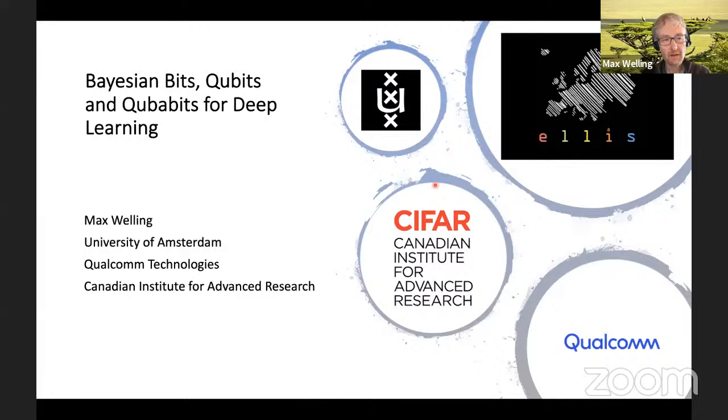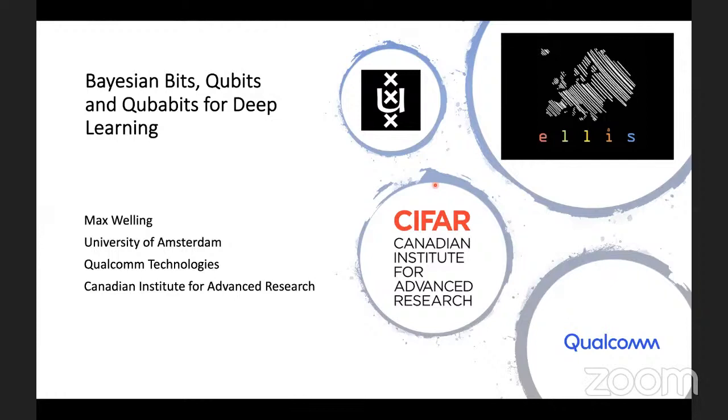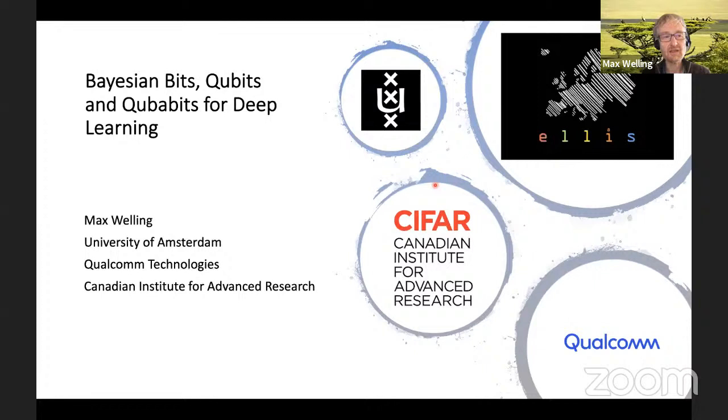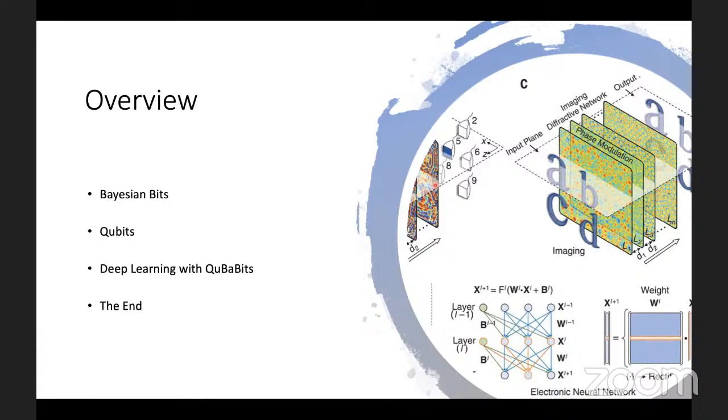Now, I'm going to talk about basically the most fundamental pieces of information in computer science, which are bits. Classical bits. We are going to extend this idea to probabilistic bits, Bayesian bits, and then move on to qubits, which are clearly already well known. And then we will talk about quantum Bayesian bits, which I would call qubabits. And of course, all in the context of machine learning and deep learning. So the overview is Bayesian bits, qubits, deep learning with qubabits, and then discussion.